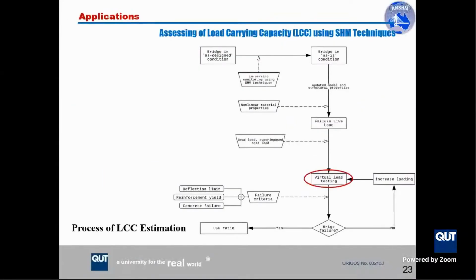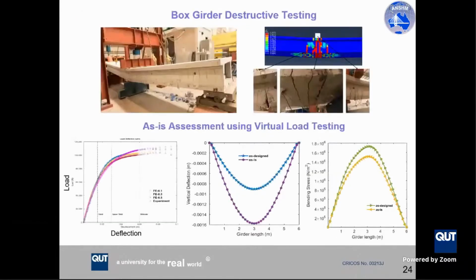We also conducted research on load carrying capacity assessment using ANSHM techniques. In this project, vertical load testing is proposed to identify the load carrying capacity ratio. As you can see in this slide, instead of using destructive testing to find the loading capacity of the bridge, we instead use finite element models that can represent nonlinear behaviors due to damage.